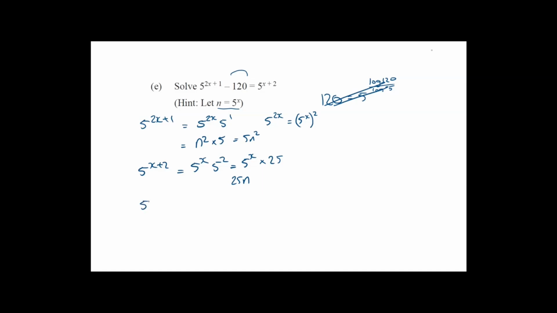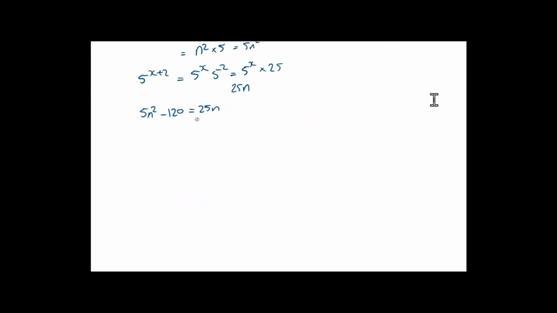So 5n squared minus 120 is going to be equal to 25n. And now we have a kind of quadratic in disguise. Let's bring this 25 over. So 5n squared minus 25n minus 120 equals 0. And now we can solve this for n.